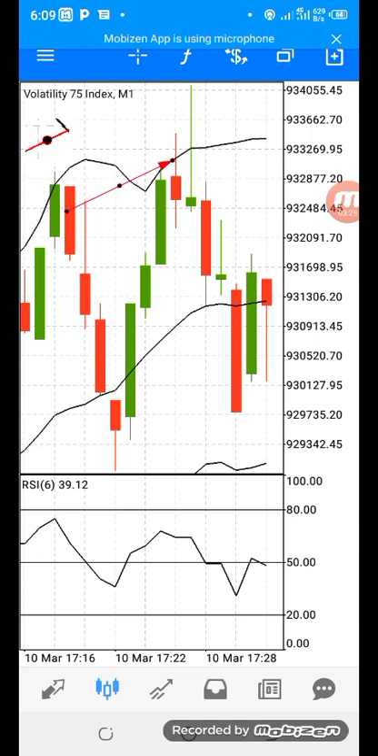You must ensure that the 2 consecutive wicks are touching the upper Bollinger Band. If the real body of one of the 2 consecutive candles is touching the upper Bollinger Band, the signal is invalid. So this is our first touch and this is our second touch. Immediately this second touch closes, we enter our sell signal and exit after 5 candles. 1, 2, 3, 4, 5. That is what we need.